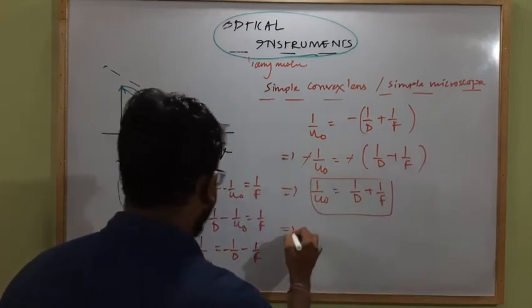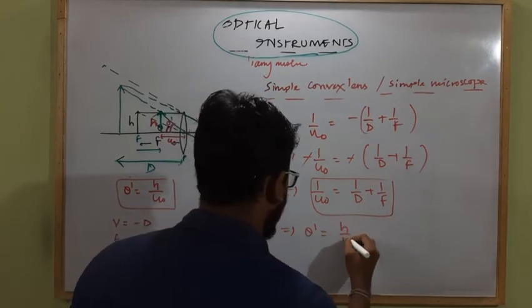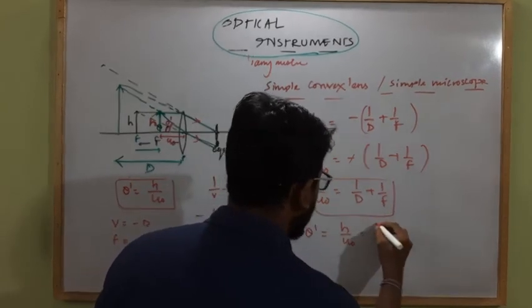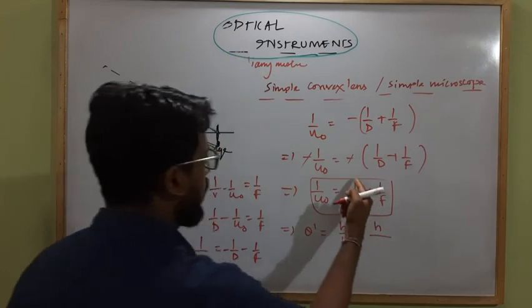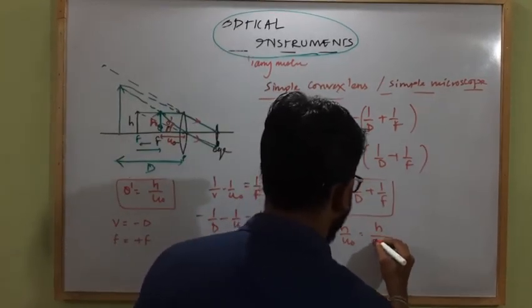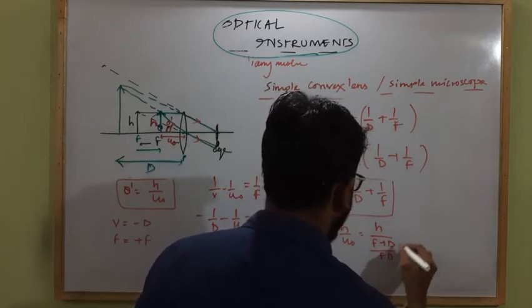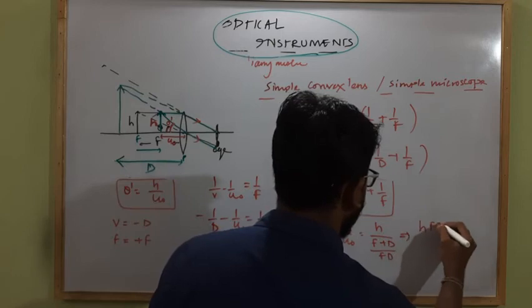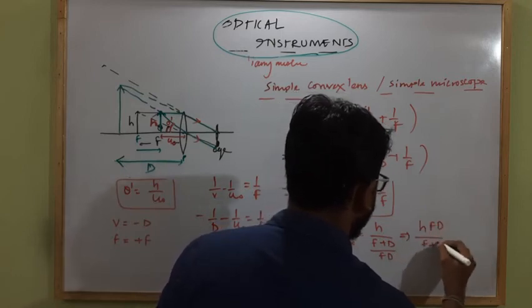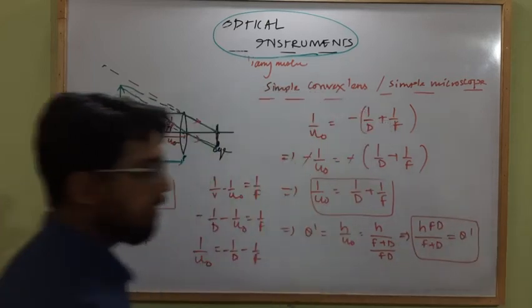Okay, so this implies what is the value of theta dash? Theta dash will be equal to h by u naught. So this will be h divided by what is 1 by D plus 1 by f? It will be f plus D divided by fD, or this implies h f into D divided by f plus D will be the value of theta dash. Okay, clear?